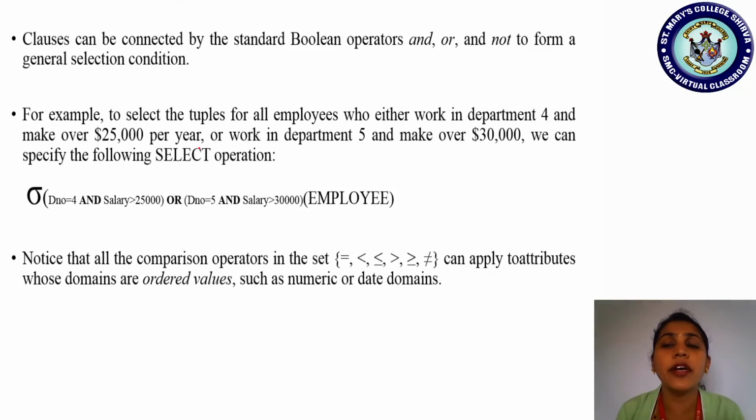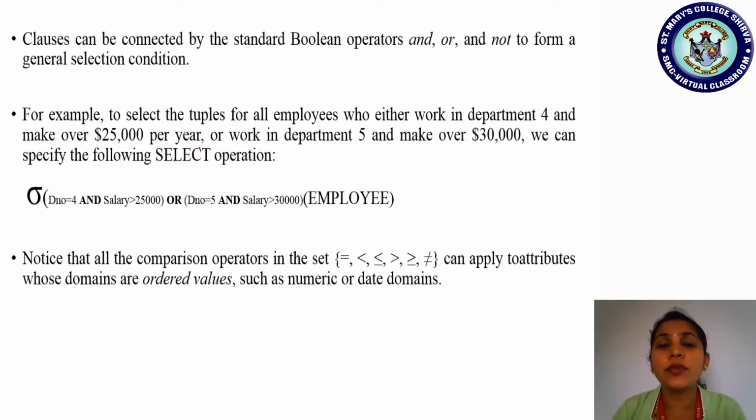The employee working in Department 4, and what is the salary range? 25,000 dollars per year. Or they may work in Department 5 and make over $30,000 per year. So any two, the condition satisfying any of these two possibilities, those tuples have to be selected.